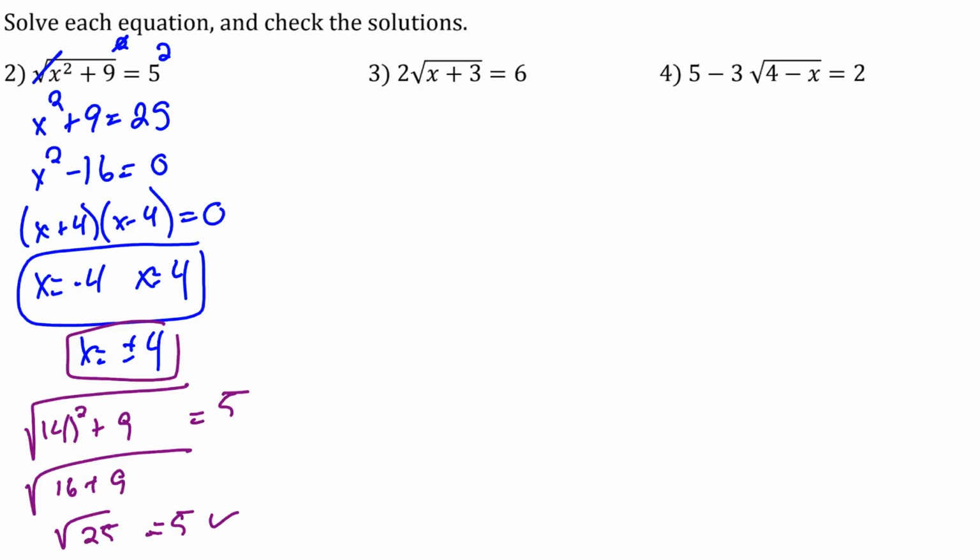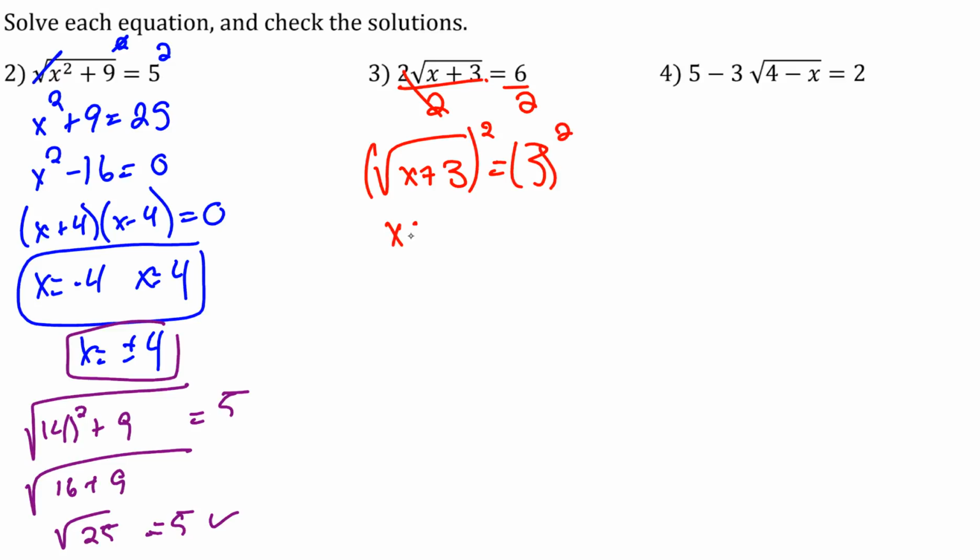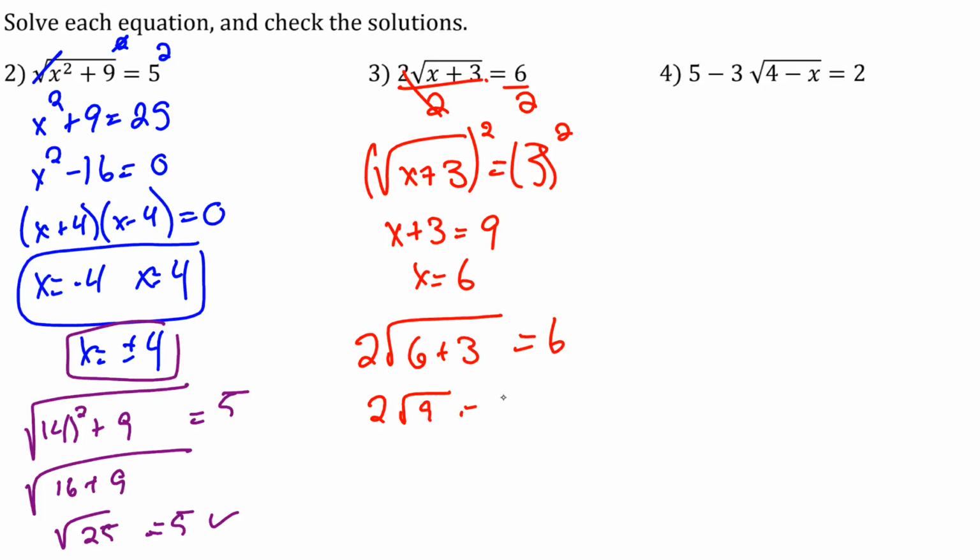Number 3, that square root is not isolated. I could square it, but it's not the best idea yet. I want to divide by 2. The square root of x plus 3 equals 6 divided by 2, which is 3. How do I undo a square root now that it's isolated? I square both sides and get x plus 3 equals 9. So x equals 6. I need to check though. 2 radical 6 plus 3, does that equal 6? Well, 2 radical 9, does that equal 6? 2 square roots of 9 is 2 times 3, which does equal 6, so it does check. So x equals 6 is the solution.